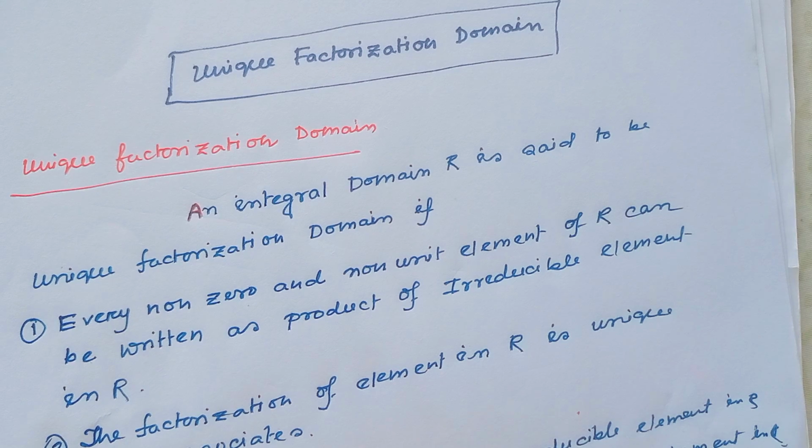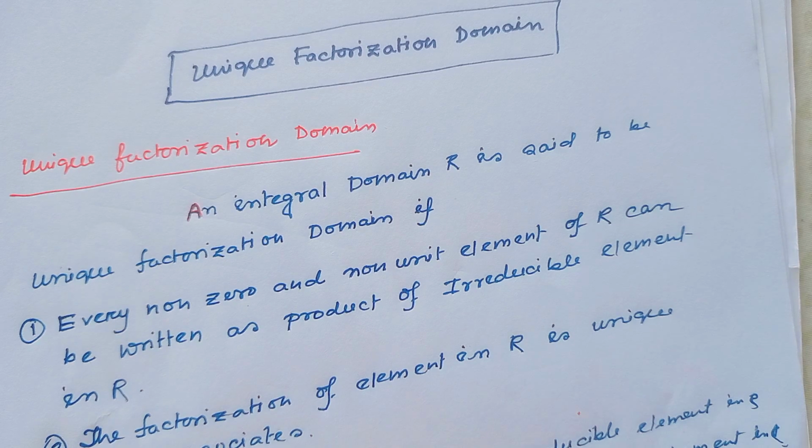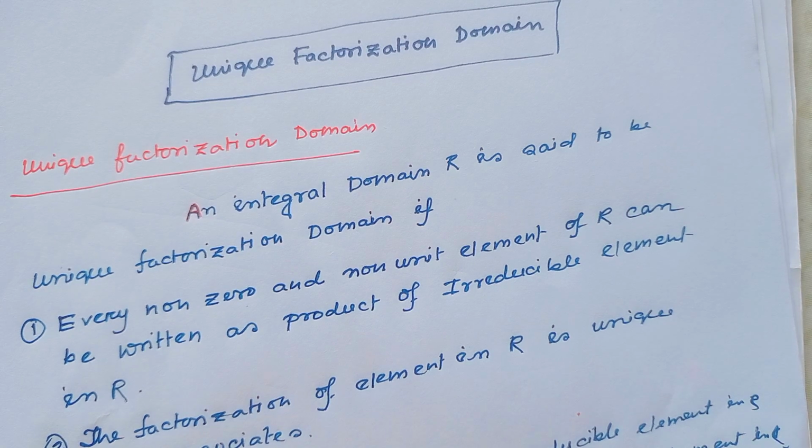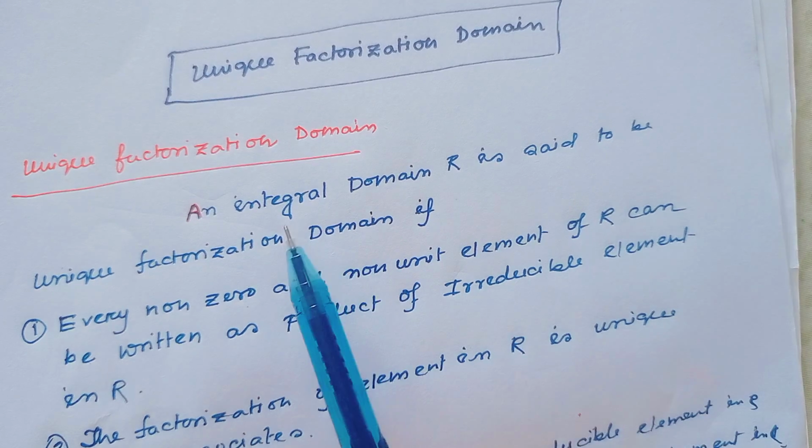At first, see what is the definition of unique factorization domain. I had given the link in the description box of my previous video. Please see my previous video first, then today's video would be more clear and easier to understand. In unique factorization domain, factorization should be unique. So this name is unique factorization domain.